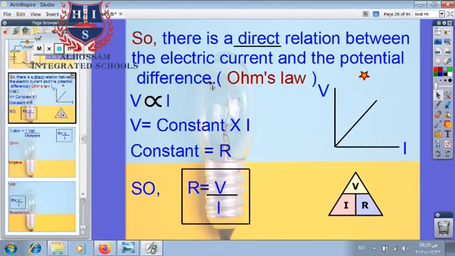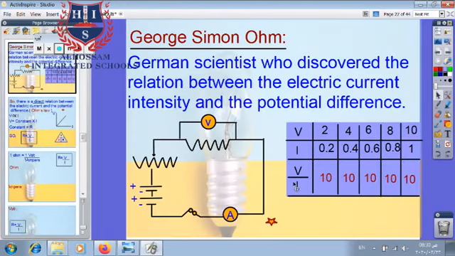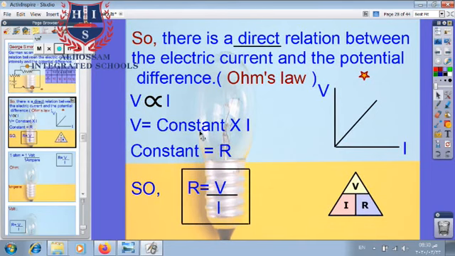There is a direct relation between the potential difference and I. And each time, do you remember V over I equals a constant number? He related this constant to the resistance and found the relationship between the resistance, the potential difference and the electric current intensity. So the rule is resistance equals V over I.